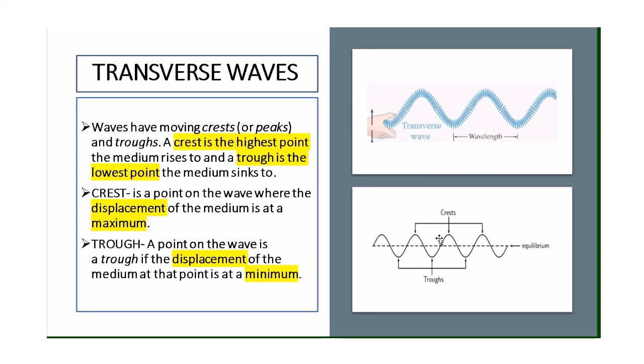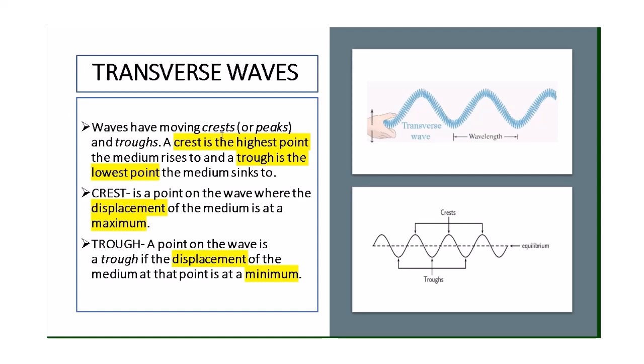There are certain peaks above the line of reference and certain peaks below the line of reference. The peaks above the line of reference are termed as crests, and peaks below the line of reference are termed as troughs. The same peaks were termed as compression and rarefaction in case of longitudinal waves. So let's see what is the definition of crest and trough.